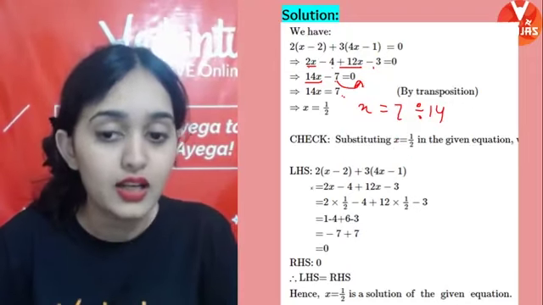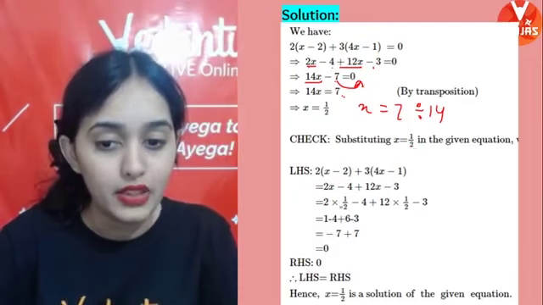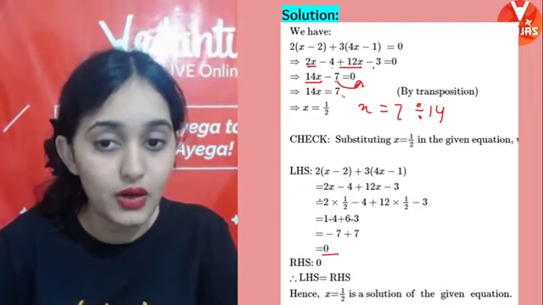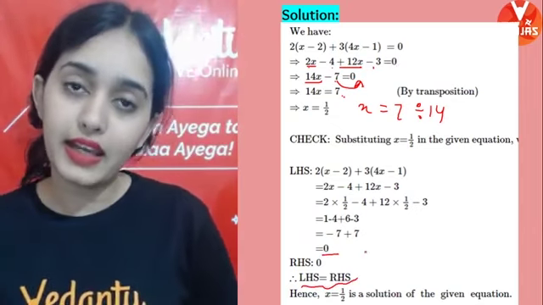You can also check the LHS and RHS values. Put the value of x on the left hand side. When you simplify it, we got 0, and what is there on the right hand side? 0. That means what? We solved it correctly.